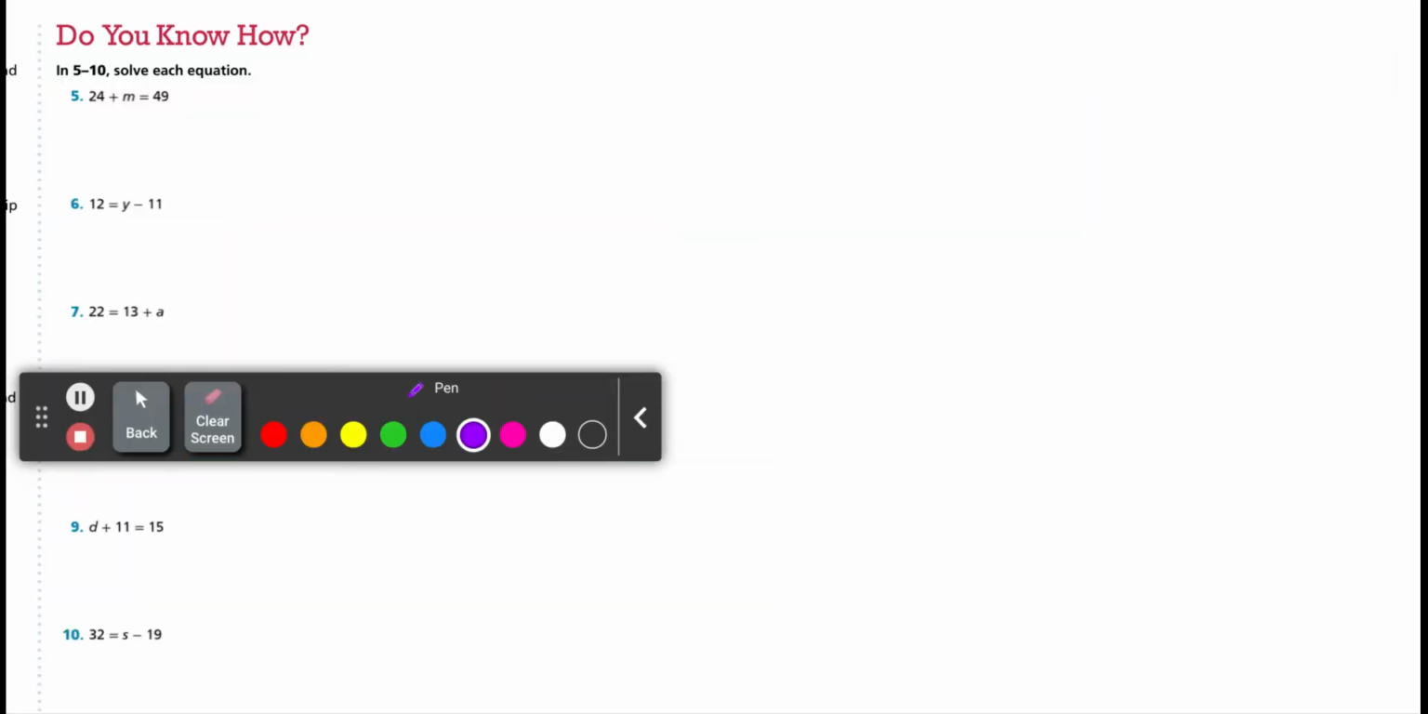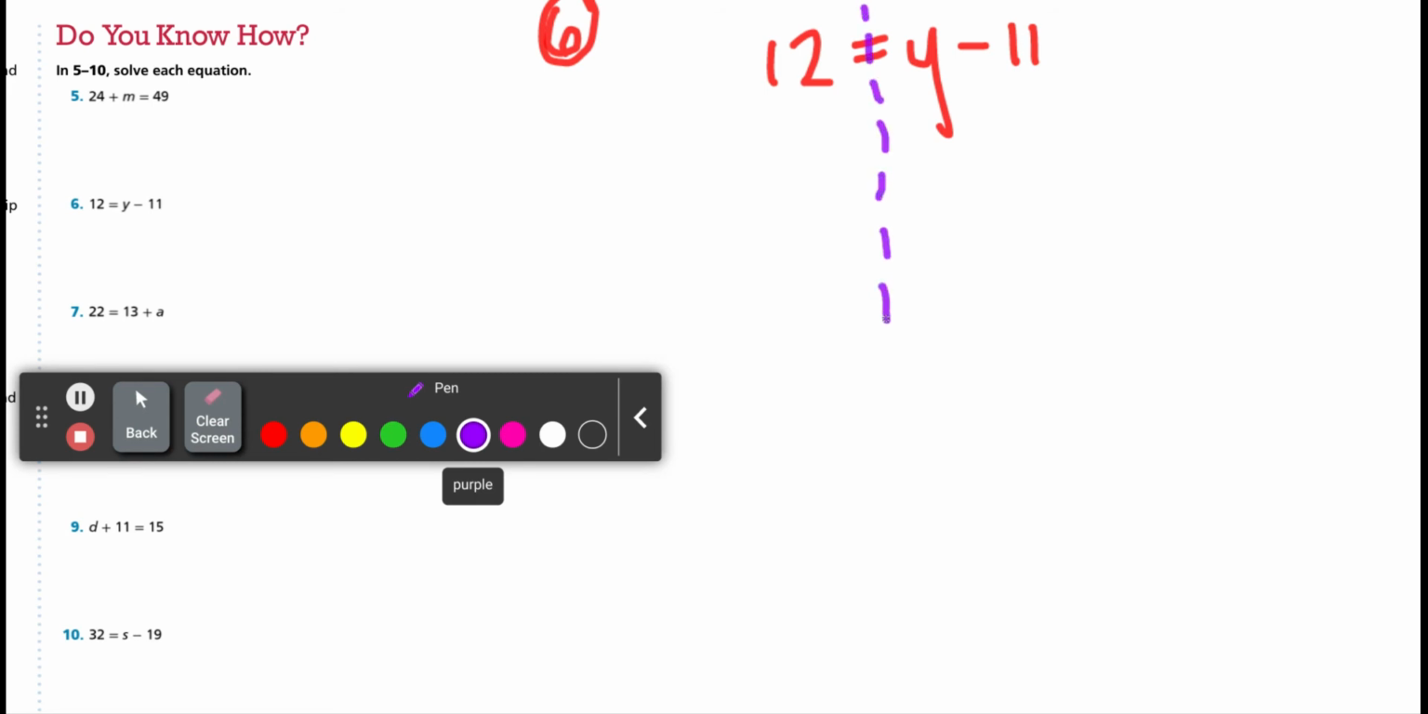Next, let's look at number 6. So write number 6 in your notebook. Number 6 says 12 equals y minus 11. First step, draw a dotted line down the middle of the equal sign. Next, circle that variable. Our goal is to get the variable alone.